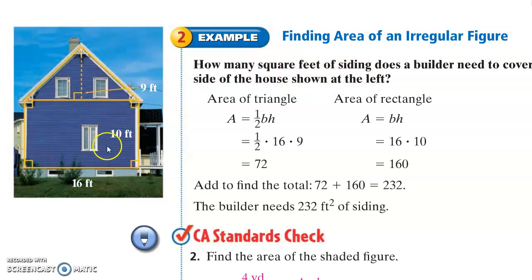Well, you'd have to find the area of the rectangle and add it to the area of the triangle. In this case, the area of the triangle is base times height divided by 2, 72 square feet. The rectangle is 160 when you multiply 16 times 10, the base times the height. Add these two together, and what do you get? 232 square feet.